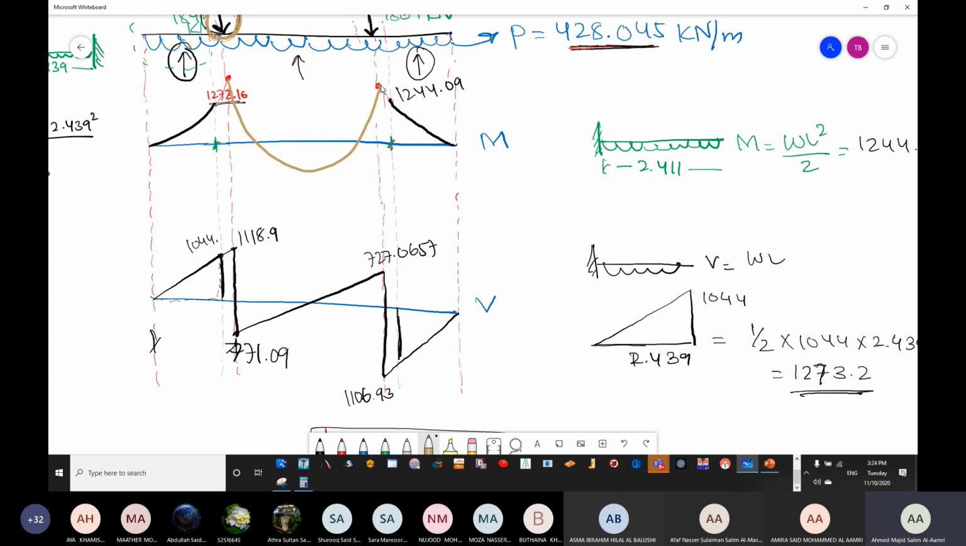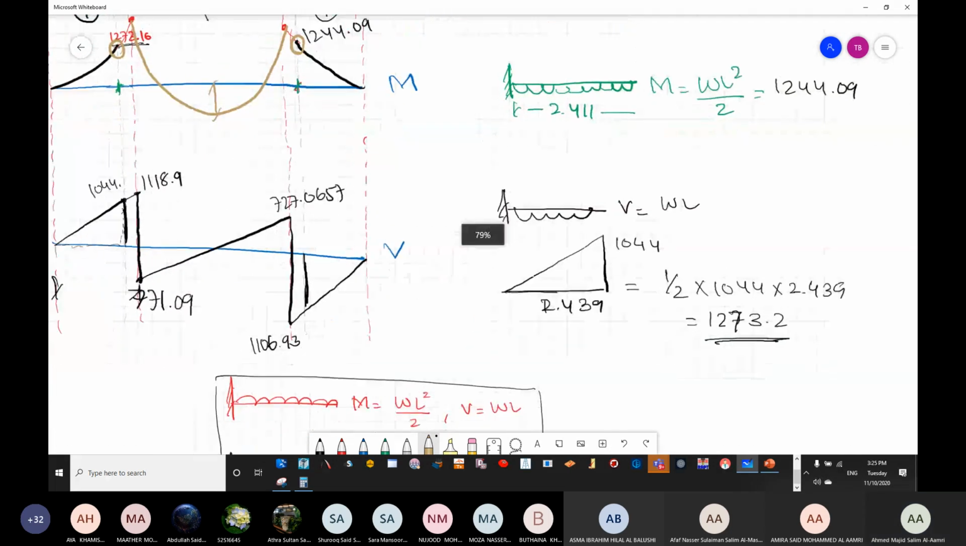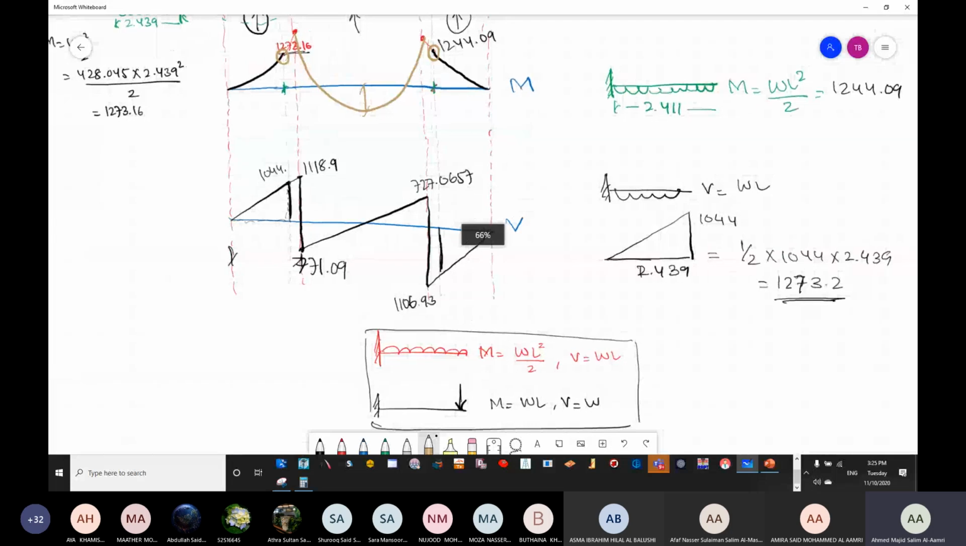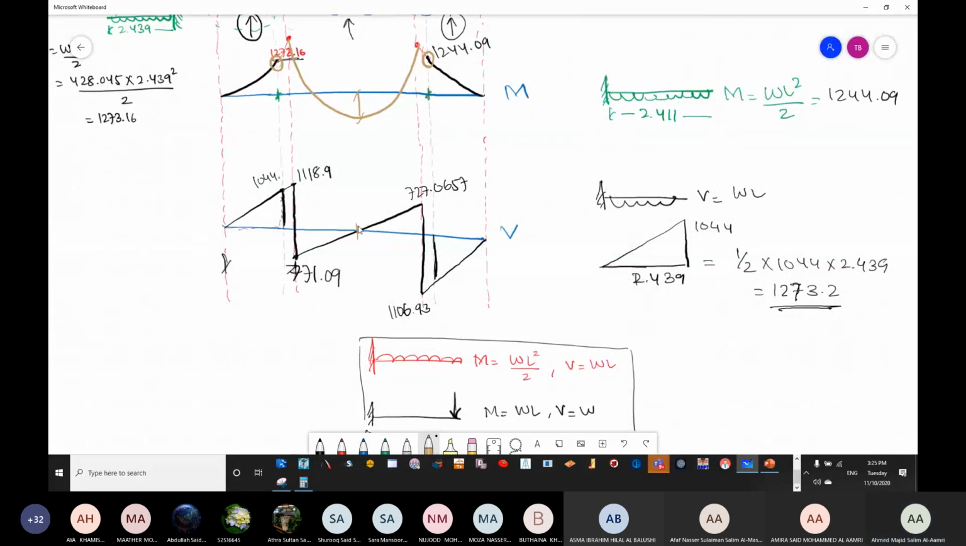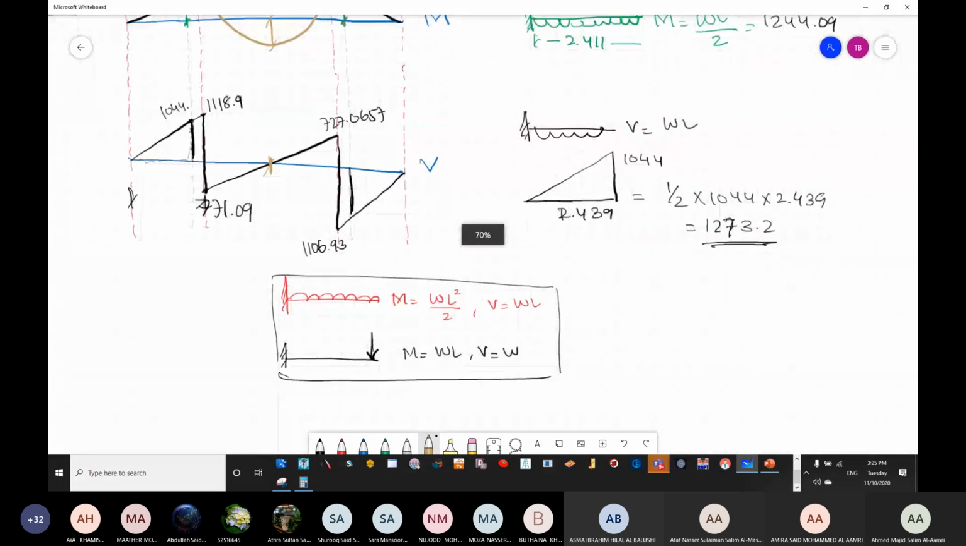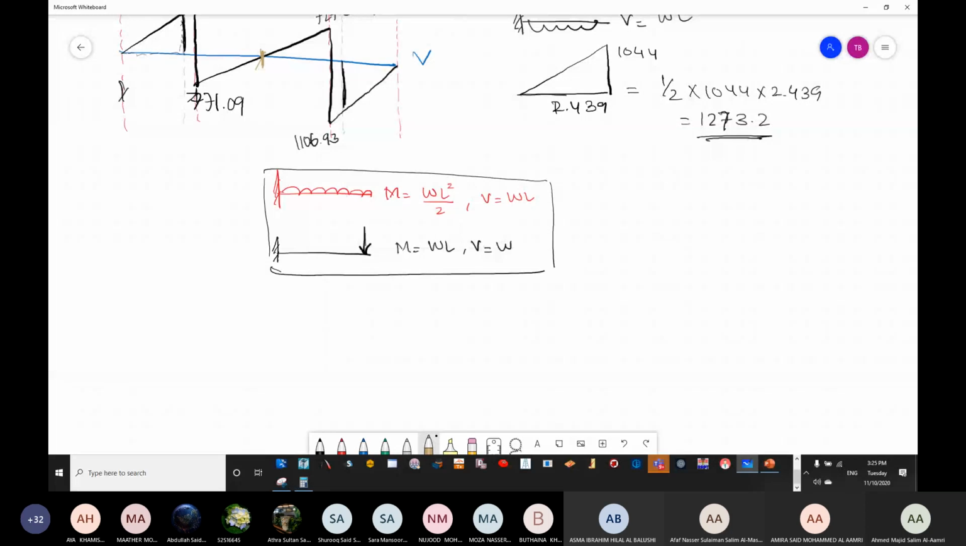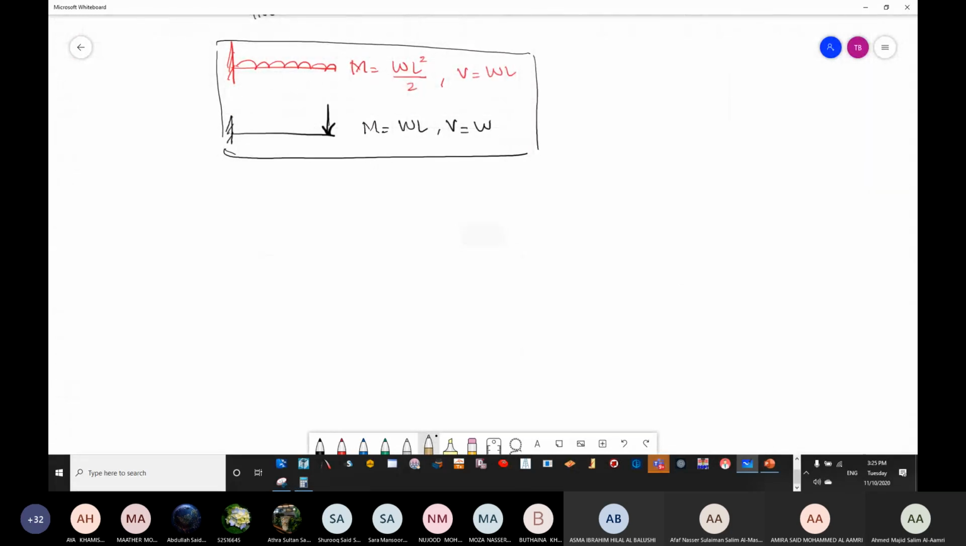Now, we have a negative point, but we said we cannot use the center of the column. We use the face of the column. So now we have one point here. We have another point here in negative, and then we need to have the positive value. Now, can you help me in finding the positive value by finding the zero point? Yes. Anybody?